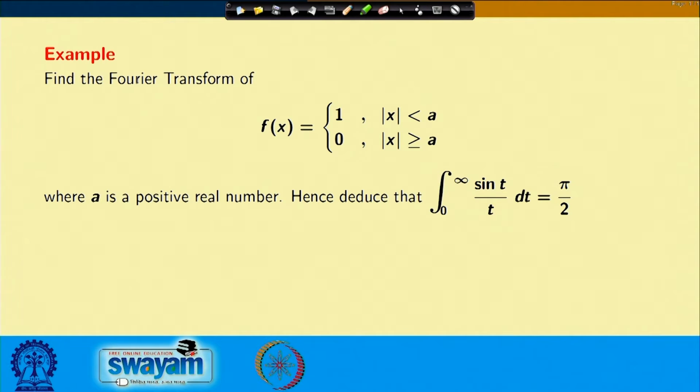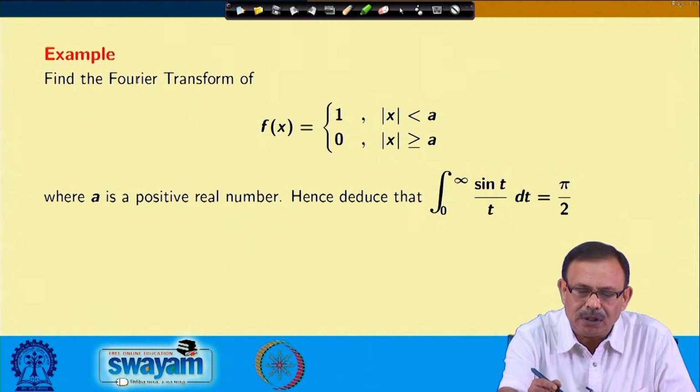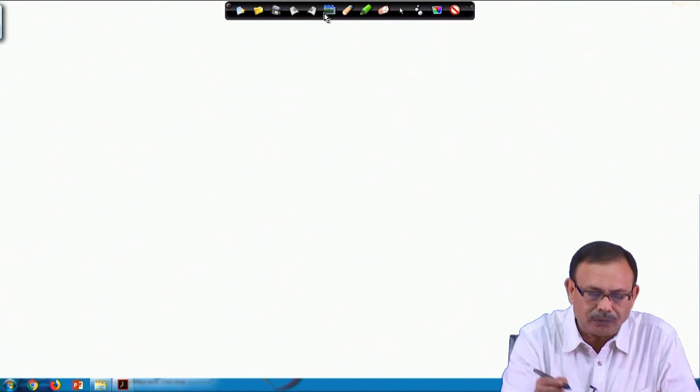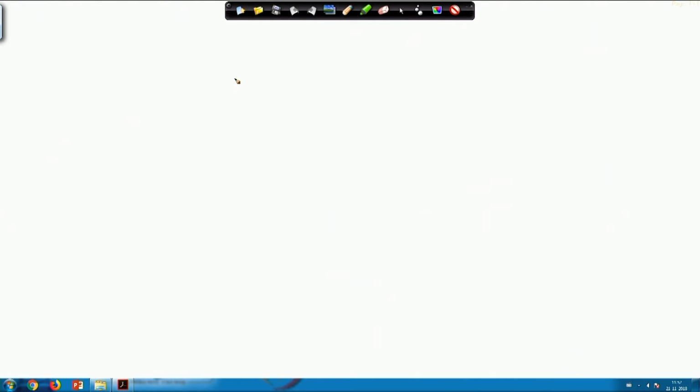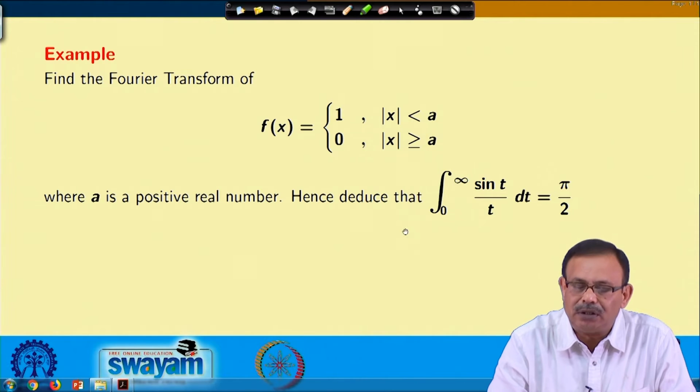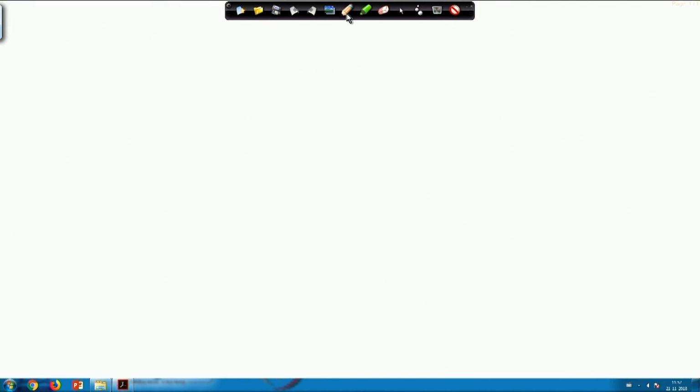Let us see this: f(x) equals 1 when mod x is less than a, and 0 for mod x greater than or equal to a. Let us see it once more. From here we have to prove one more thing also. Here a is a positive real number, and we have to prove that the integral from 0 to infinity of sin t by t dt equals pi by 2. So, let us start with this one.